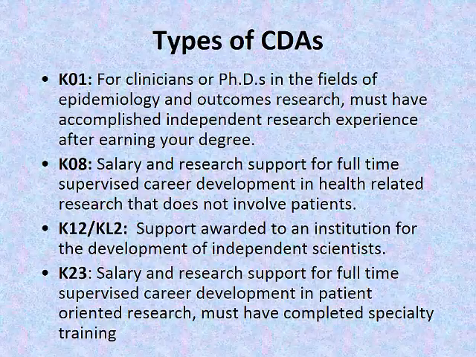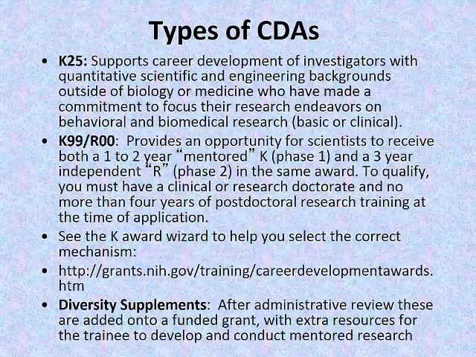And when you apply for these, you have to have completed your specialty training. So these are really awards for people who are like first year on the faculty or second year on the faculty or third year on the faculty. The K-25 supports career development of investigators with quantitative scientific and engineering backgrounds outside of biology or medicine, but are committing themselves to basically behavioral or biomedical research. So sometimes these are people with PhDs in biomechanics, bioengineering, those type of specialties.